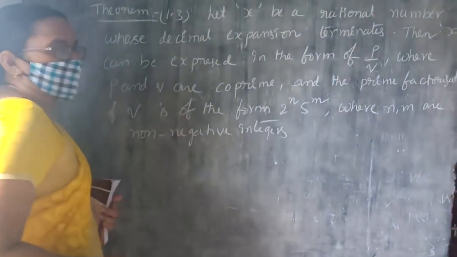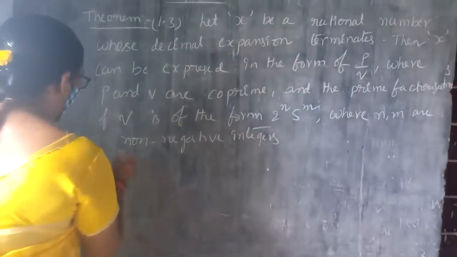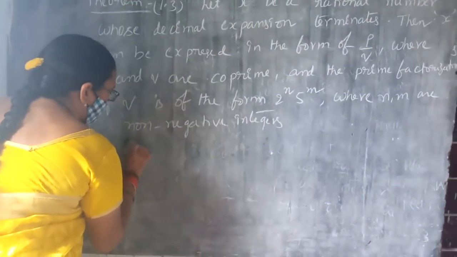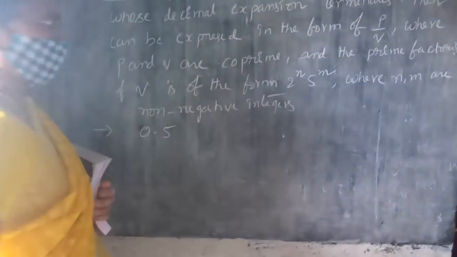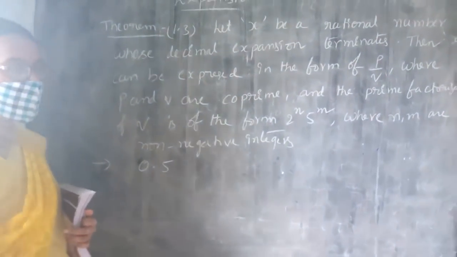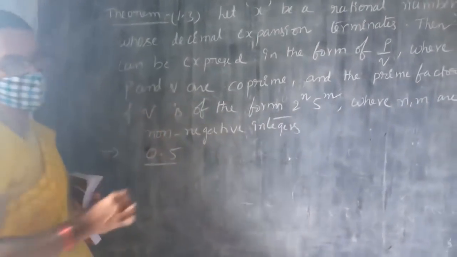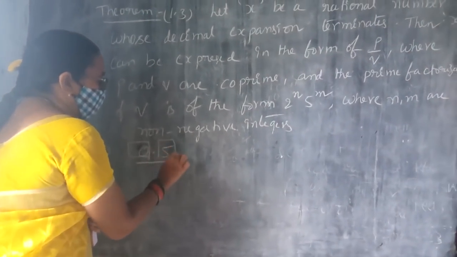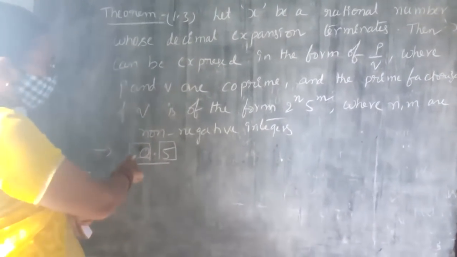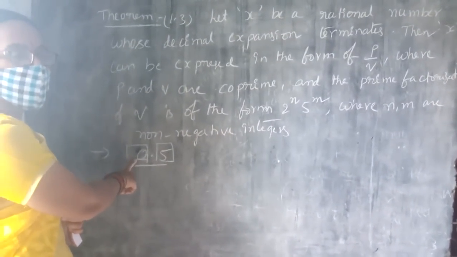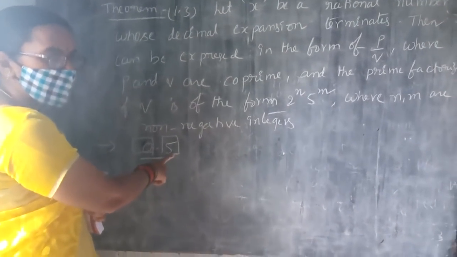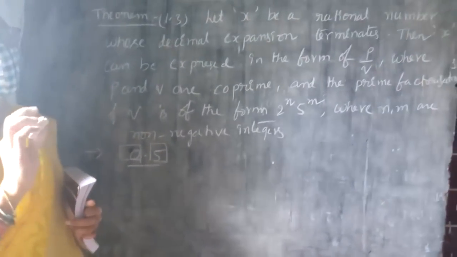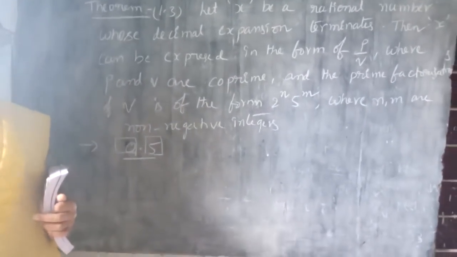See one example for this theorem. Tell me one decimal number. Yes, 0.5. Children, already we know a decimal number has two parts. This is one part and this is another part. What do we call this part? Integer part. This one is the decimal part. This point is called the decimal point. Already we learned this in the previous class.